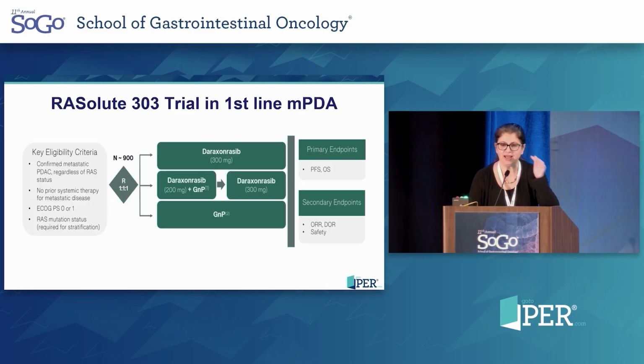Resolute 303 is Revolution Medicines' first-line study comparing gemabraxane standard of care with gemabraxane plus daraxonrasib at a 200 milligram dose. Gemabraxane in this study is dosed only every 2 weeks for tolerability, mostly for myelosuppression. And Dara alone is an option. So patients are randomized 1:1:1. This is a 900-patient study which has already launched.